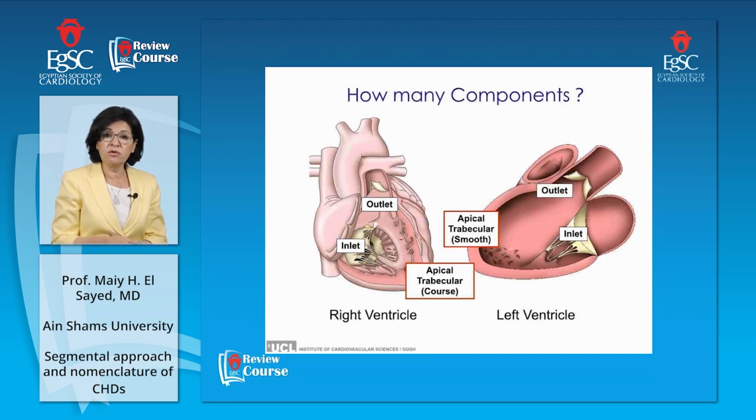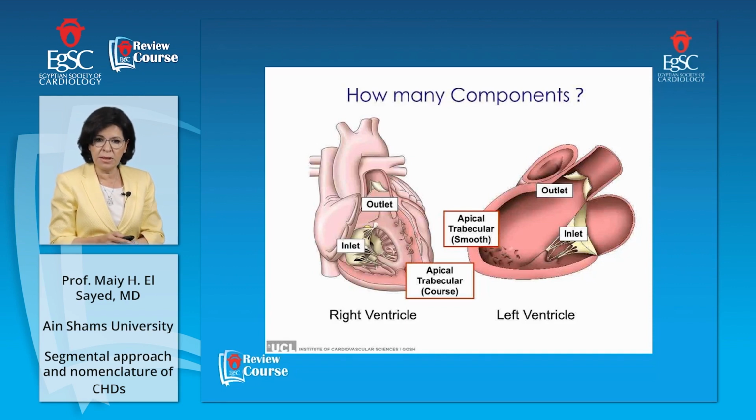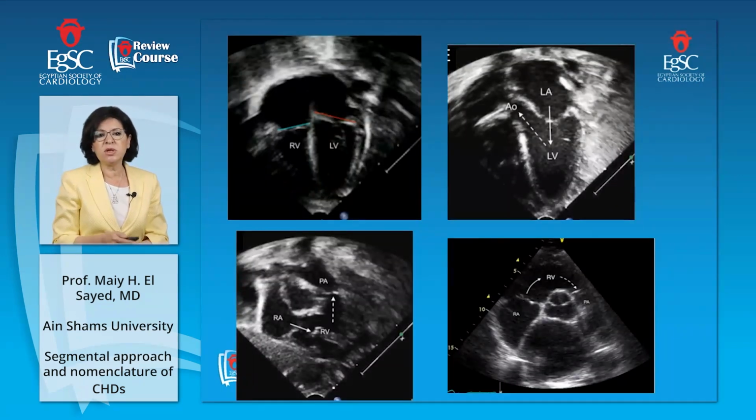The tricuspid valve, which is in the right ventricle, has some septal attachment. It is different from the left ventricle. The mitral valve does not have any chordae attached to the septum, so the septal surface is smooth. You have a subpulmonary infundibulum in the right ventricle. You don't have an infundibulum in the left ventricle. So this is what you see actually.